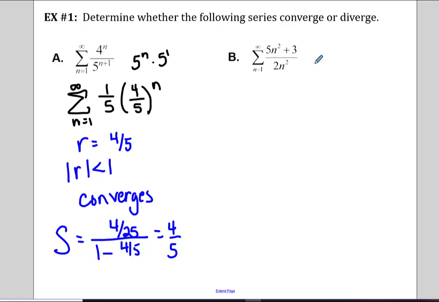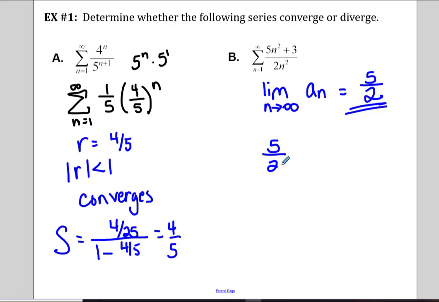In this case, we want to think about this as an end behavior model. So the limit as n approaches infinity of that expression, because the powers are the same, for very large values of x, we know that the function is going to be bounded at 5/2, so it's going to approach 5/2. And 5/2 is not equal to 0, so using the divergence test, we know that it diverges.